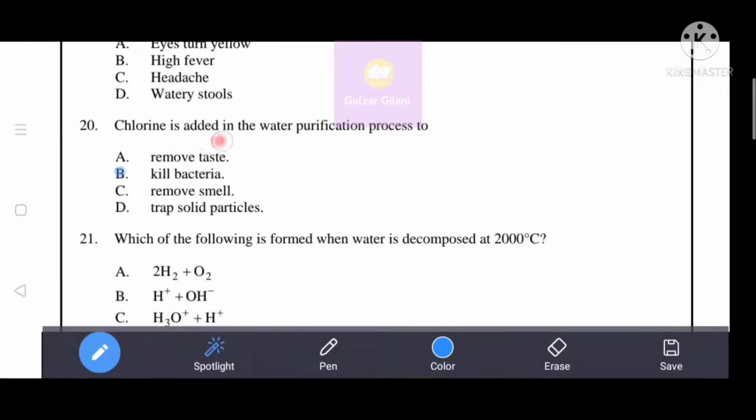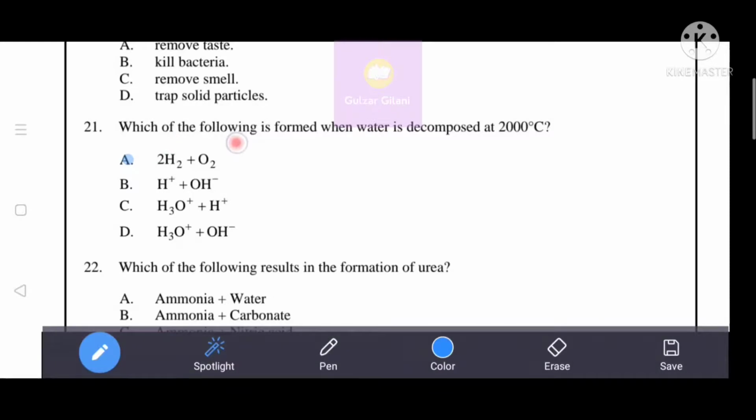Chlorine is added in the water purification process to: remove taste, kill bacteria, remove smell, or trap solid particles. The correct answer is option B, that is to kill bacteria. Chlorine is added in the water purification process to kill bacteria, means B is the right answer.